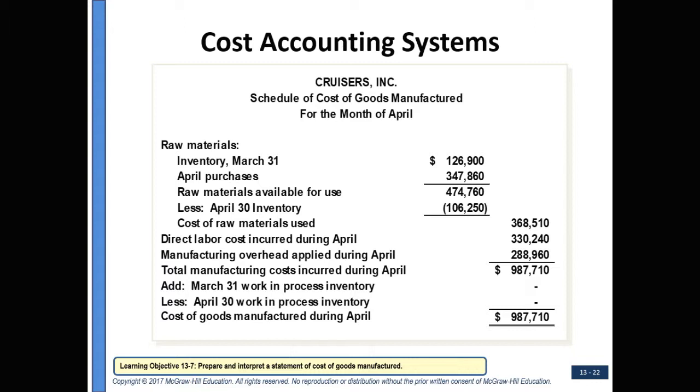We add to that direct labor and manufacturing overhead applied, and that gives us what our manufacturing costs incurred during April were. And because there is no work in process inventory, either March 31st or April 30th, we can recognize that there is $987,710 of cost of goods manufactured during the month of April.